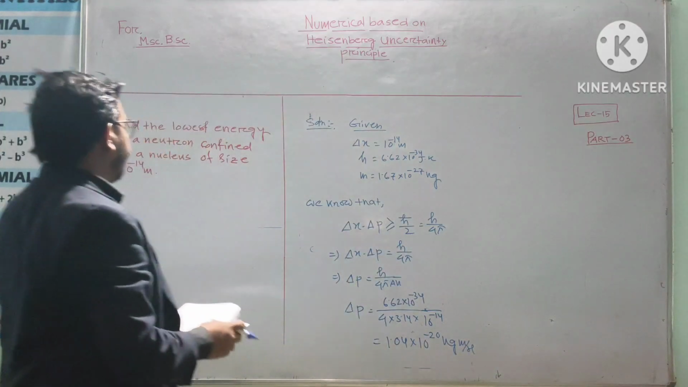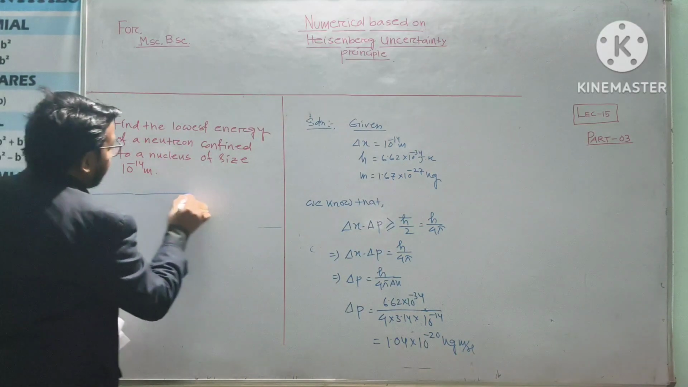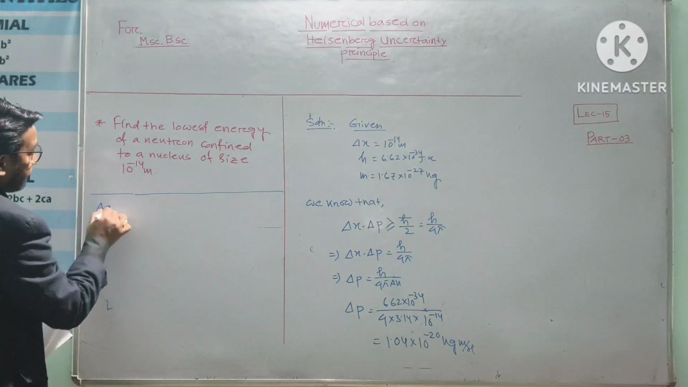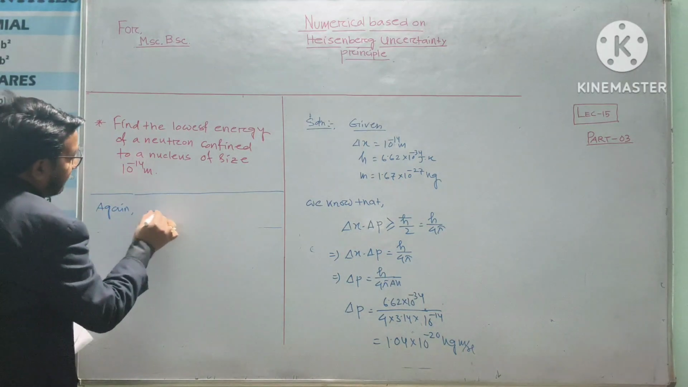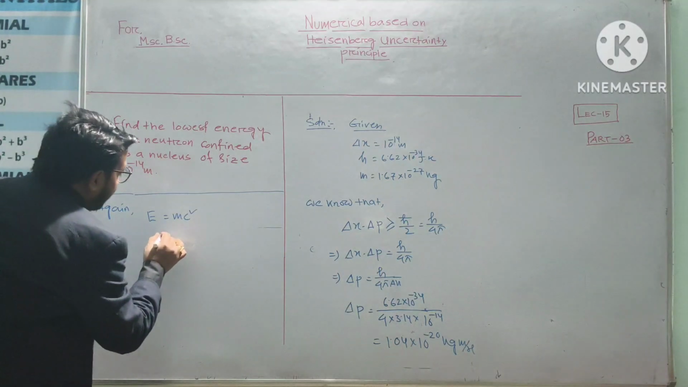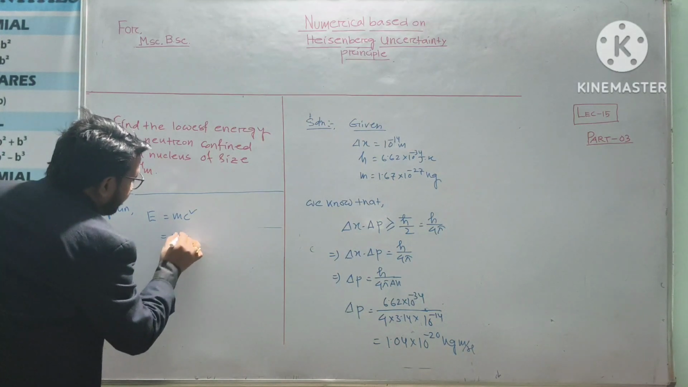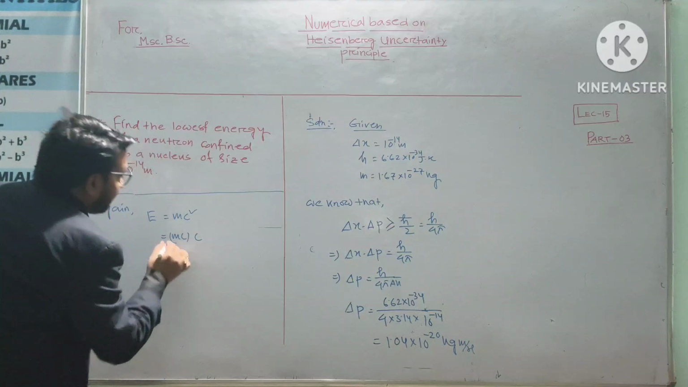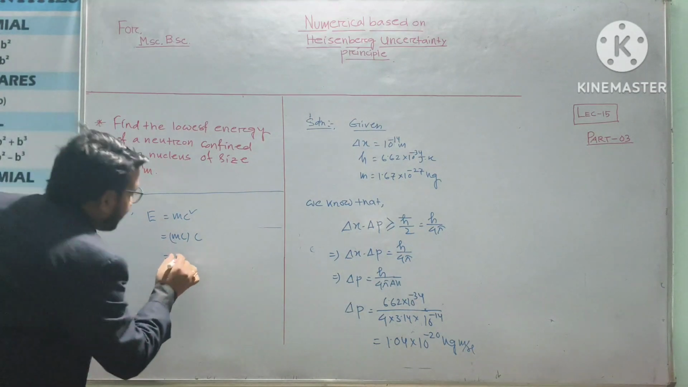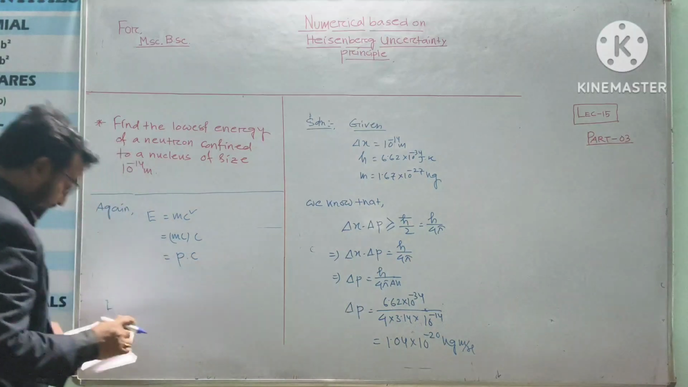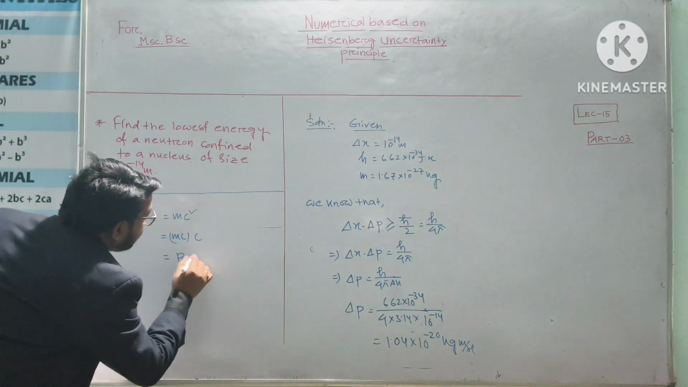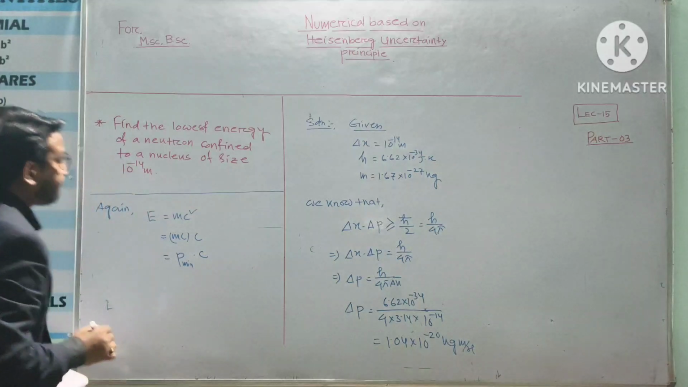Okay. Again we know that E equals mc square. This mc square we can rearrange as mc into c, and we know that mass into velocity is momentum, so we can write p into c. P minimum into c, okay.